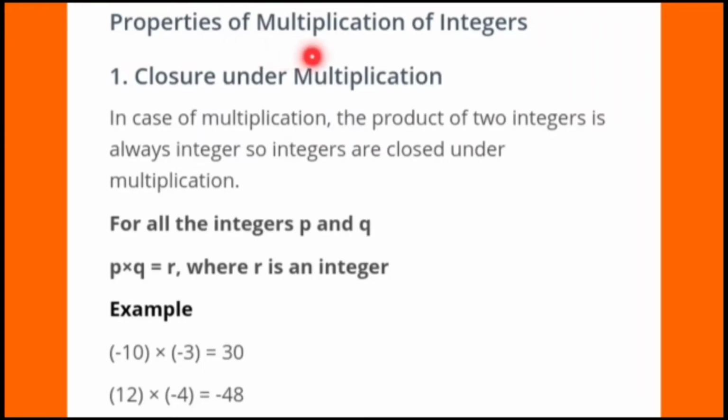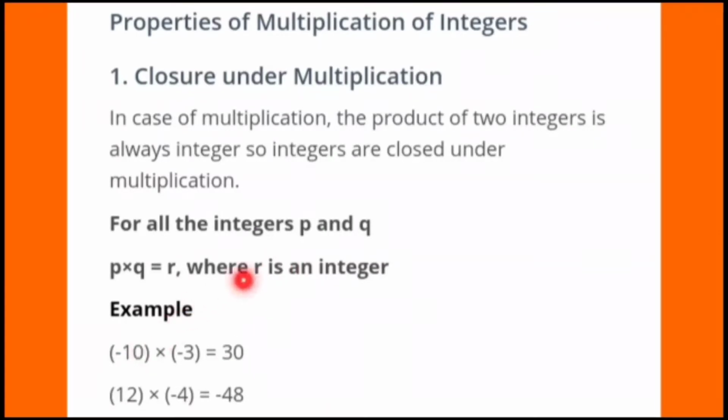Next we shall see the properties of multiplication of integers. Closure under multiplication. In the case of multiplication, the product of two integers is always an integer. So integers are closed under multiplication. For all integers p and q, p into q equals r, where r is an integer. For example, is -10 an integer? Yes, sure. All the positive and negative numbers are integers, including 0.